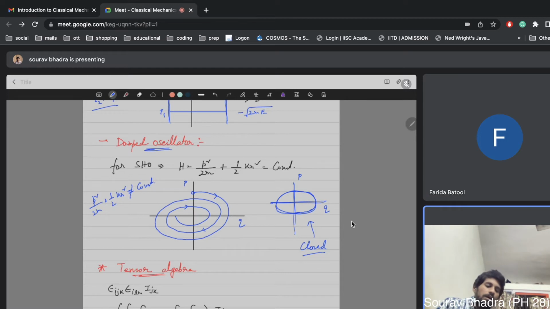Okay, so this is the difference between the ordinary oscillator where there is no damping and the damped oscillator. The main change will be in the energy. The energy will decrease, as well as the phase space orbit will not be a closed orbit, it will decrease with time.